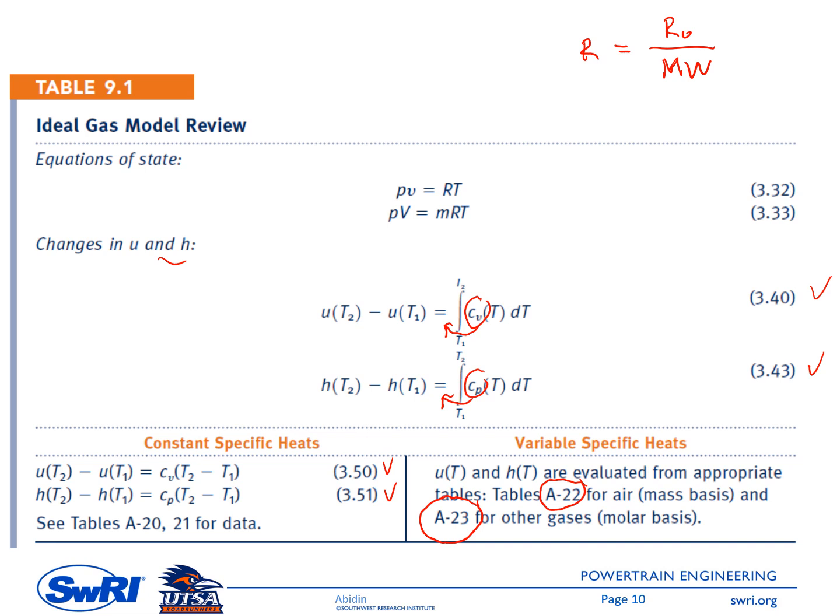If we assume Cp or Cv are constant, we use equation 3.50 or 3.51. If Cp and Cv are not constant, we use this method. So we use table A22 or A23 to get the specific internal energy or specific enthalpy.